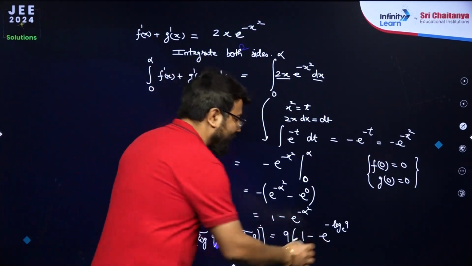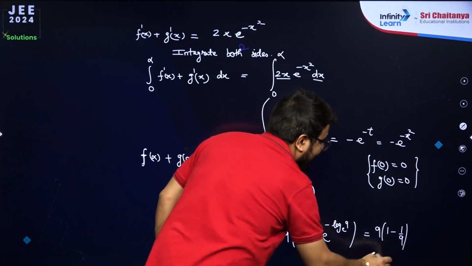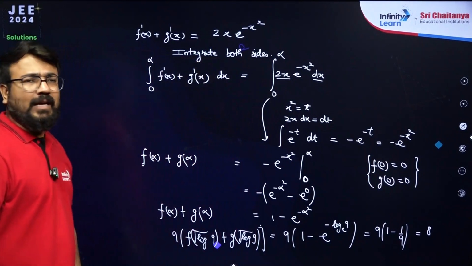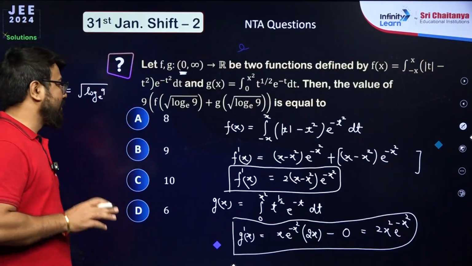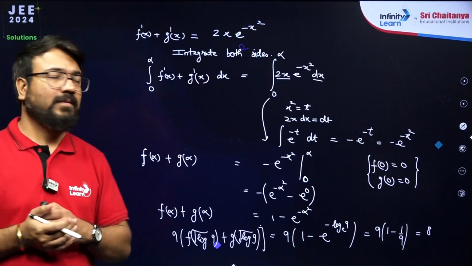Ultimately, this expression will become 1 by 9. So 9 minus 1 by 9. So 9 into 8 by 9. Hence the answer to this question will be 8. I hope you are able to understand how we got the answer as 8. 8 is given to us in the A option. That is why A option is the final answer.